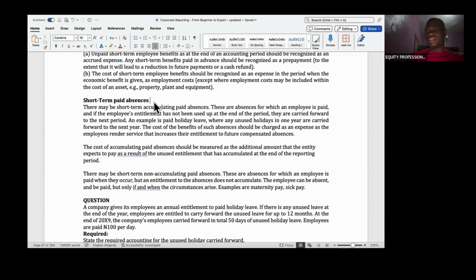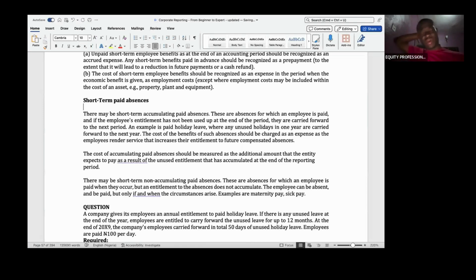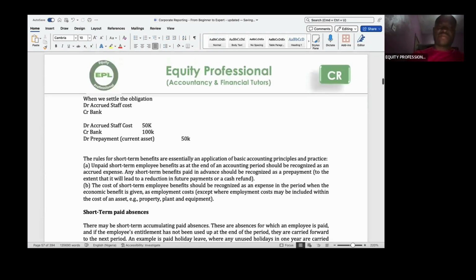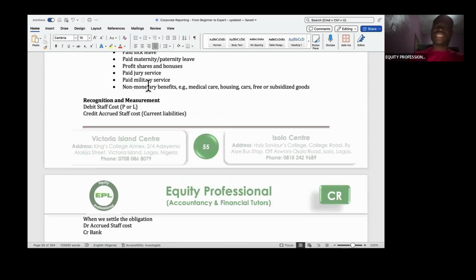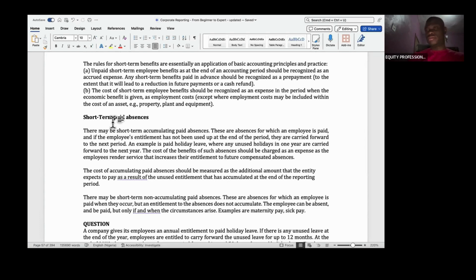So now, the deal here is this. Accounting for it should not be difficult at all, because we should have just accounted for it every month as part of staff costs. But we need to understand the policy of the company, because there are some organizations that will say that if you don't take your leave this year, it's gone. You cannot take it again. While there are some that will say that, okay, if you don't take it this year, you can take it next year.